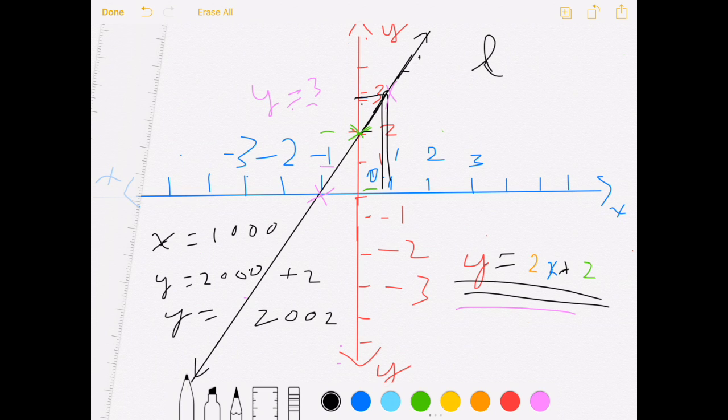Now next week, we will show you how to draw a line when you're given an equation. So the exact opposite of this. So in here, you were given a line, and from that, we made an equation. Next time, we'll be given an equation, and we will learn how to draw lines from equations.